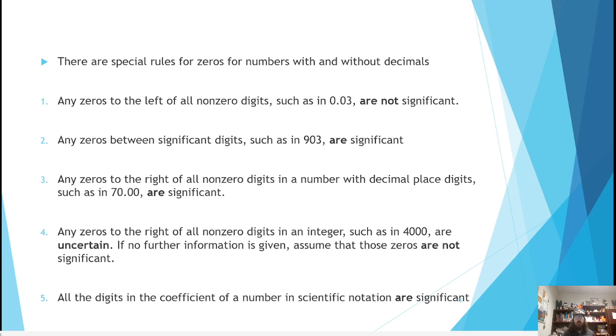And the final thing is all digits in the coefficient of a number in scientific notation are significant. So if I report a number in scientific notation, it is assumed that all the numbers I have reported are significant, which means all are valid and known. They are exact.